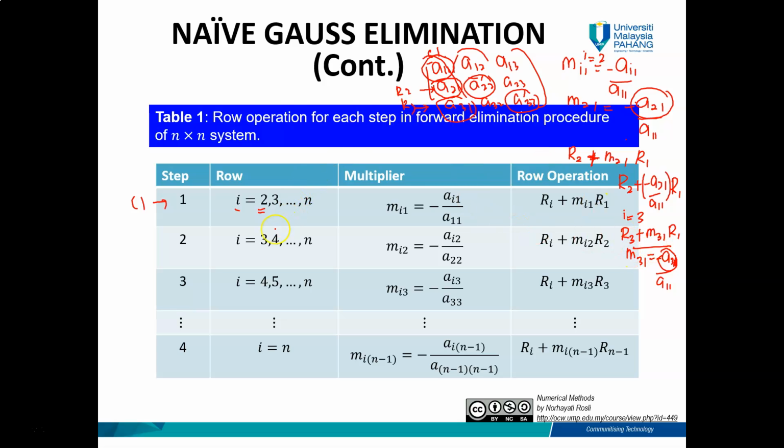Then when we go to step number 2, our i now becomes 3 and 4. Why? Because step number 2 happens at column number 2. For column number 2, we want to reduce A32 to 0. That's why our i will start with row number 3, not row number 2. The rest will be the same. And class, finally, when you have n, i equal to n, this is the general formula of the multiplier and this is the general formula of the row operation.